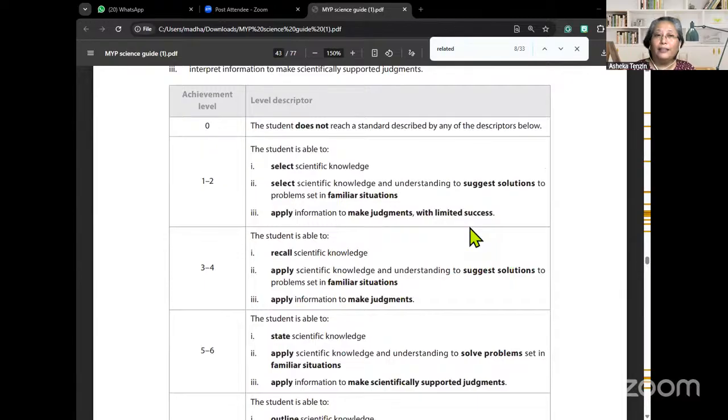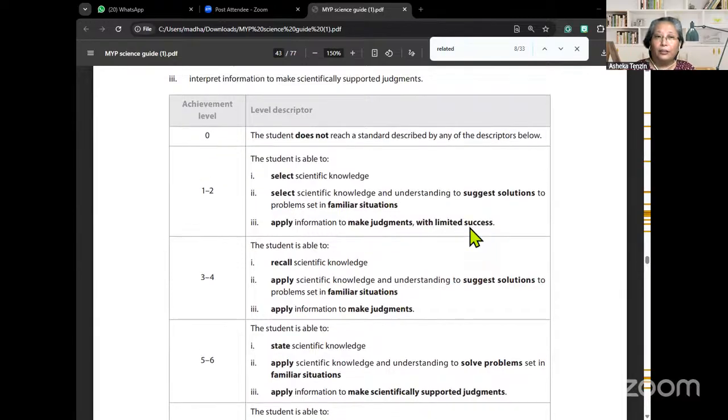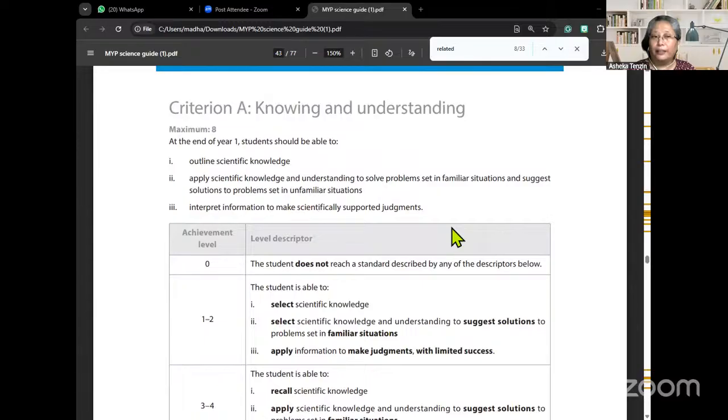So if you look at the science criteria here, scroll a little, knowing and understanding. Can you see the Roman points 1, 2, 3? They are called the strands. So criteria A, knowing and understanding, has 3 strands. First strand is outline scientific knowledge. Second strand is apply scientific knowledge and understanding to solve problems set in familiar situations and suggest solutions to problems set in unfamiliar situations. And strand 3 is interpret information to make scientifically supported judgments.